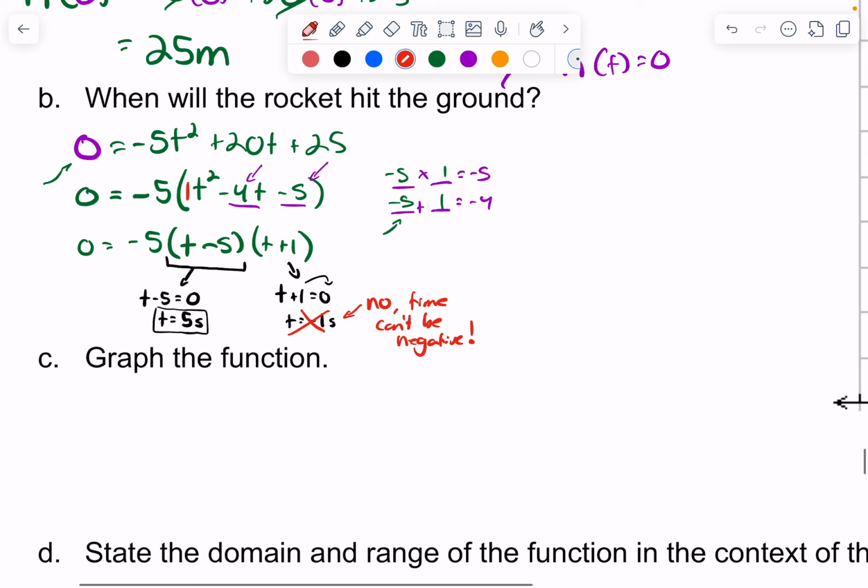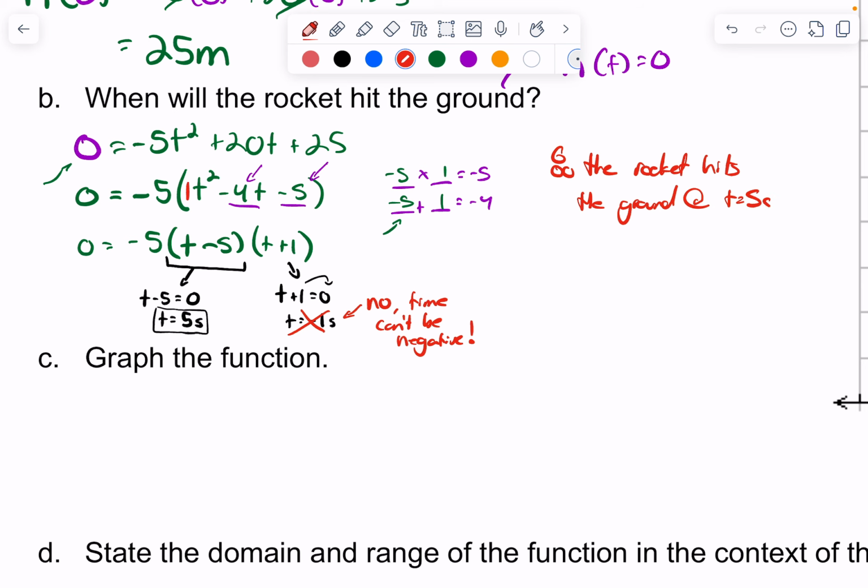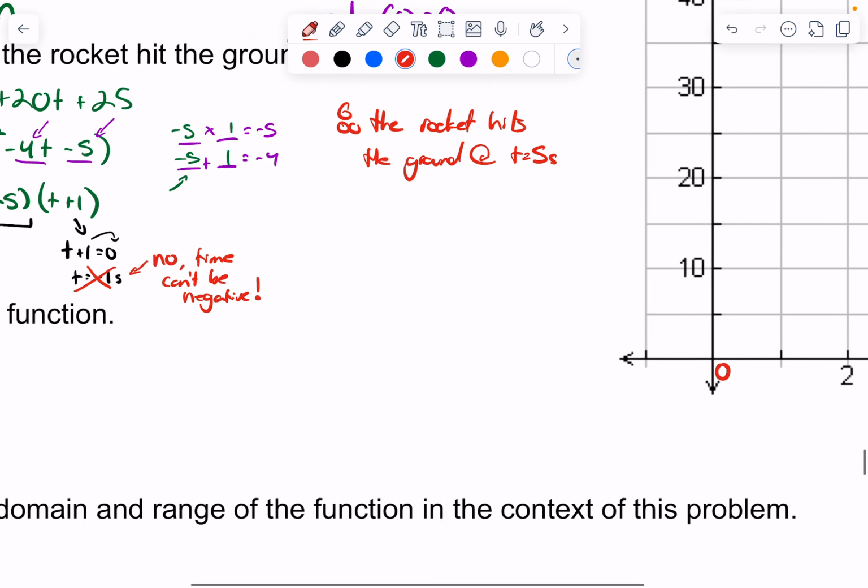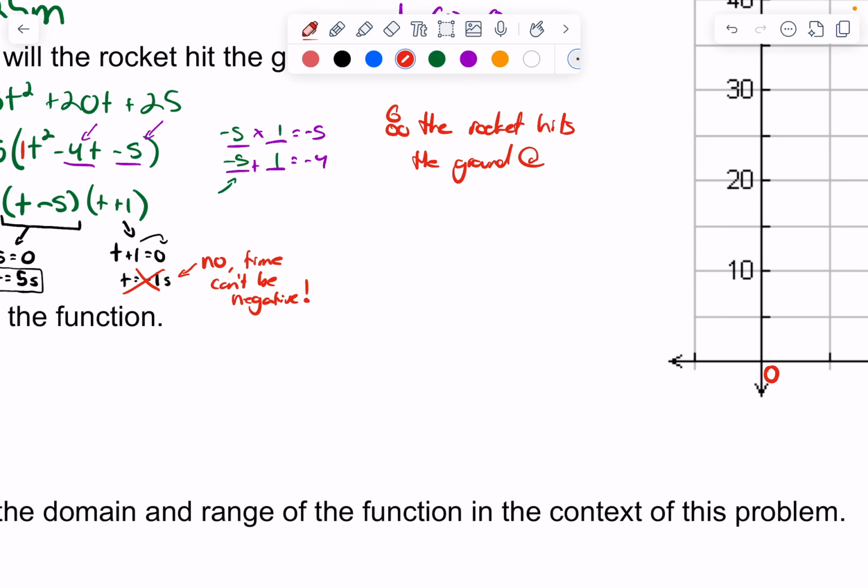So therefore, the rocket hits the ground at t equals 5 seconds. Or you can just say at 5 seconds.